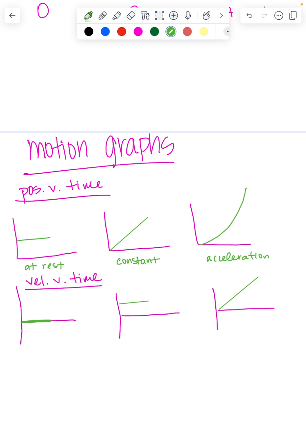But remember that diagonal line for position versus time meant constant velocity. This one, we've already talked about it. The slope of velocity versus time graphs give us acceleration. So if we have that straight diagonal line for a velocity versus time graph, we do have acceleration, but it is constant acceleration. Both of these have no acceleration.